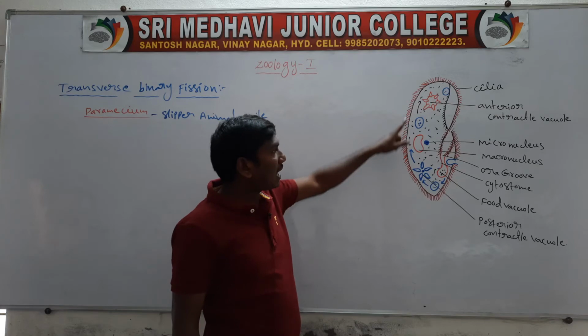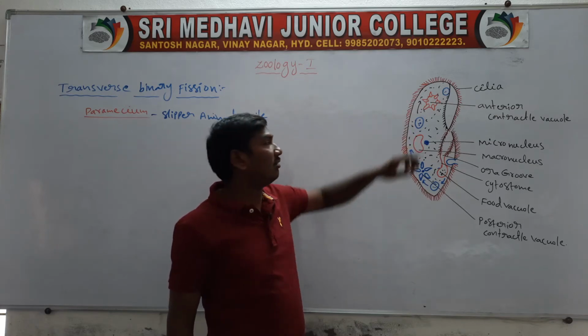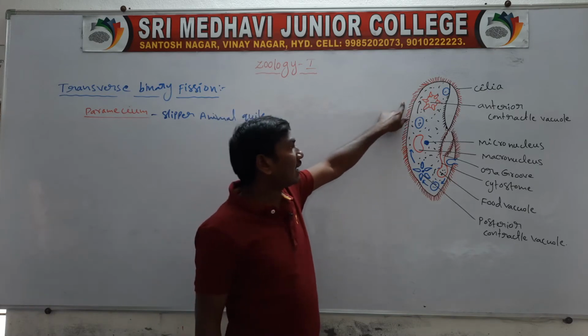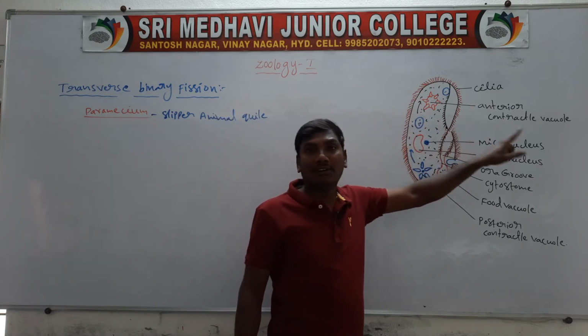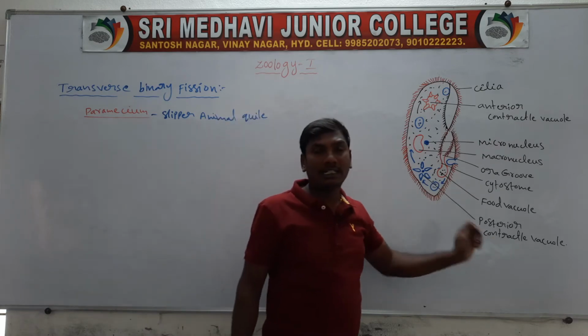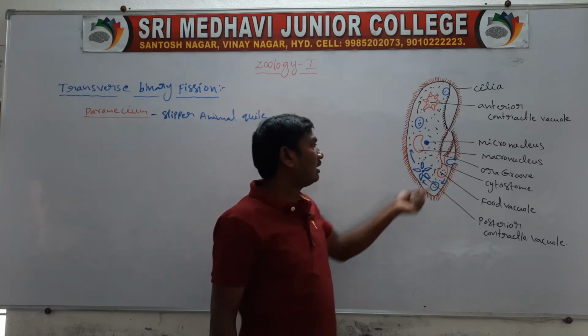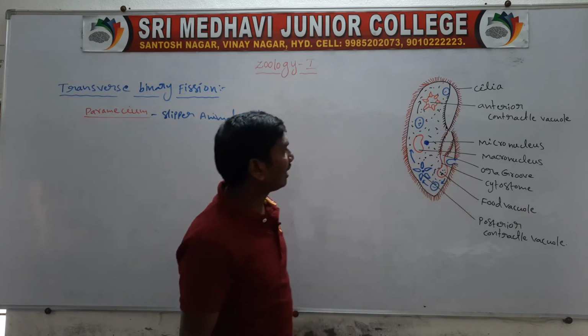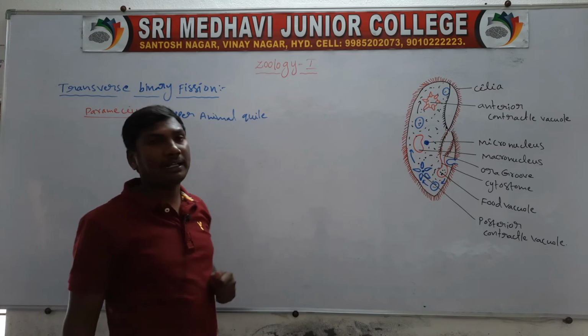Next one, the paramecium contains two contractile vacuoles, one on the anterior side and another on the posterior side. The anterior one is called the anterior contractile vacuole, and the posterior one is called the posterior contractile vacuole. Next, there are also the oral groove, cytostome and food vacuole. So this is the structure of the paramecium.